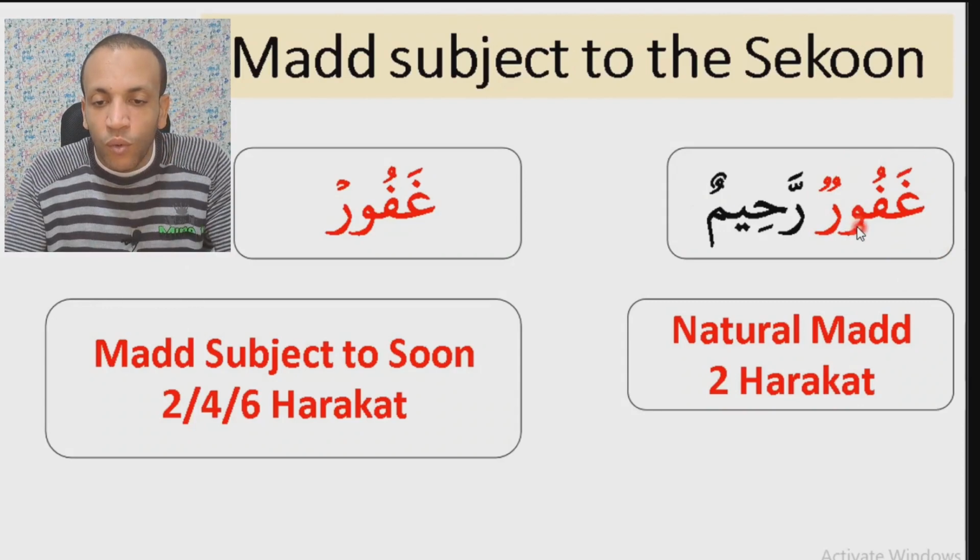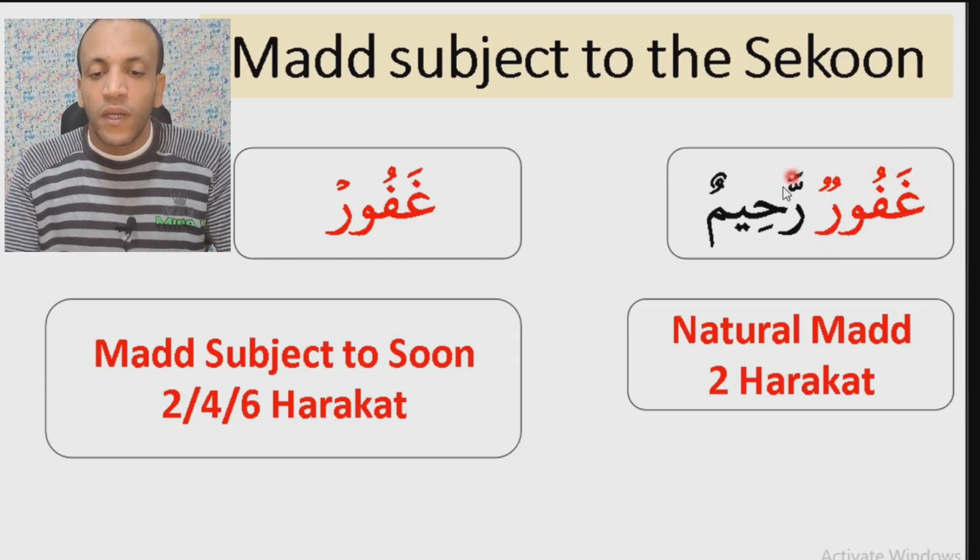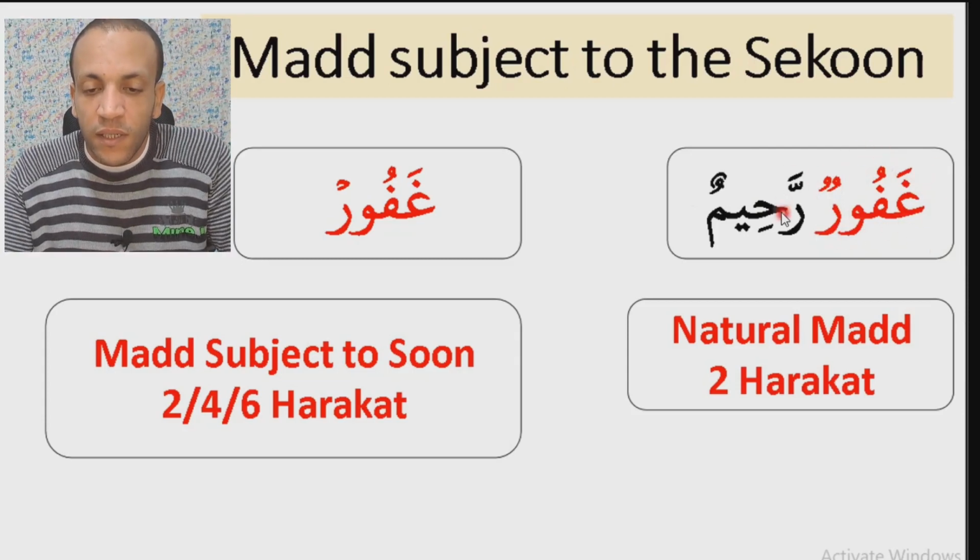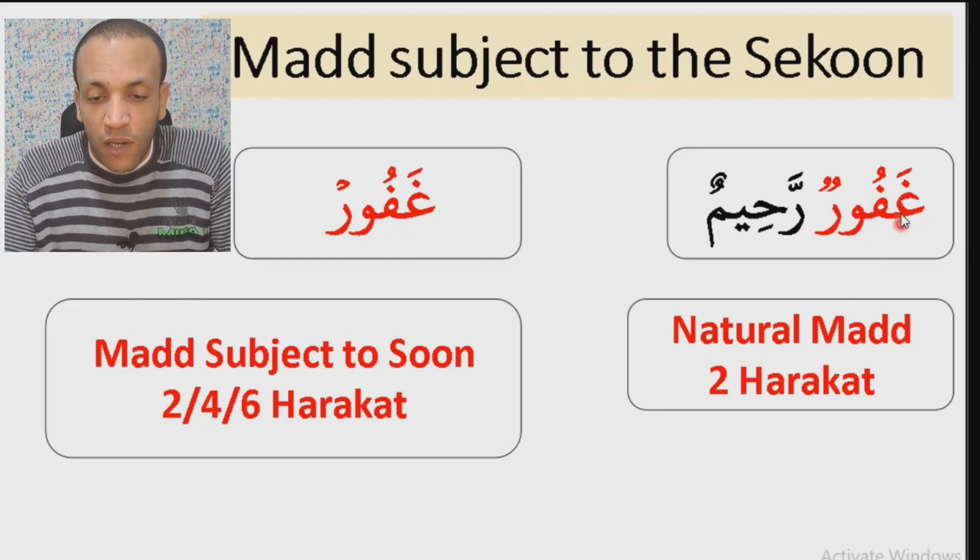If I ask you what kind of Madd you will apply in this word, you will tell me I will look for the letter of Madd. The letter of Madd here is the letter Waw. The letter Waw is followed with a letter with vowel. So this is the natural Madd. You are right, this is the natural Madd.